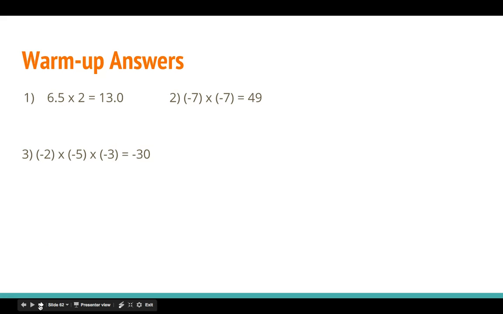All right, now I'm going to walk you through how you got your answers in your warm-up. So first we have 6.5 times 2. You want to look at it as 65 times 2. When you multiply 65 times 2, you end up getting 130. Then you take your decimal and you put it back into the problem. This is 1 decimal place. You put in your answer 1 decimal place, and your answer ends up being 13.0, or just regular 13.